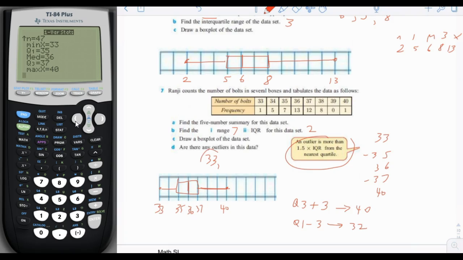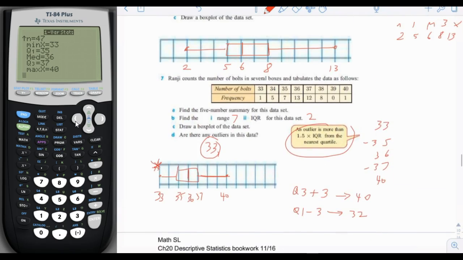So basically there is one outlier. It's at 33, and maybe you can mark that with an asterisk like they do in the book. And that's it for page 9 and 10.